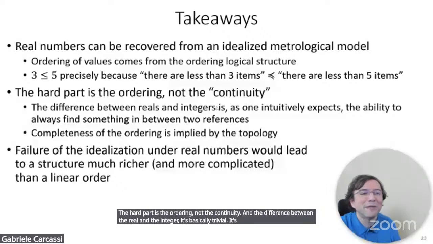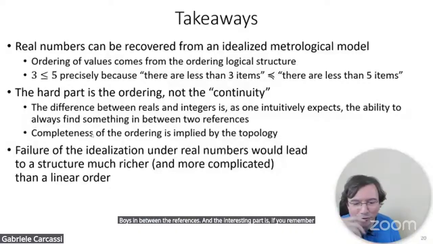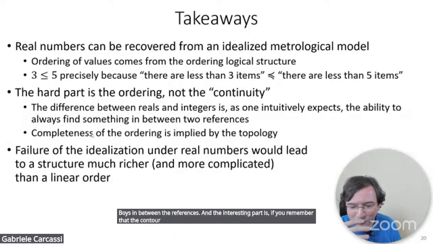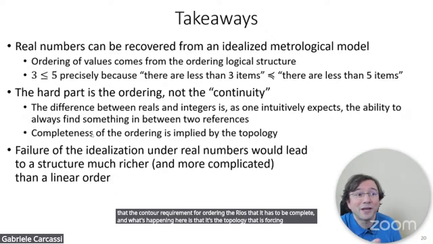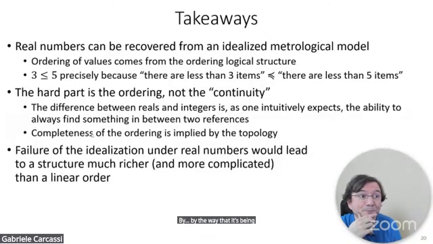It's just the ability to find something always in between two references. And the interesting part is, if you remember the Cantor requirement for ordering of the reals, that it has to be complete. What's happening here is that it's the topology that is forcing this ordering to be complete, by the way that it's being constructed.